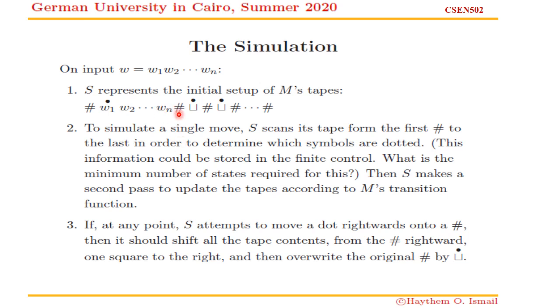So to simulate this, S will need to shift all the tape content starting from the hash one step to the right, and then overwrite the original hash with a dotted blank, because now it's moving to a cell that it has never visited before. So of course it's occupied by a blank, and because the head will be there, it will be a dotted blank.